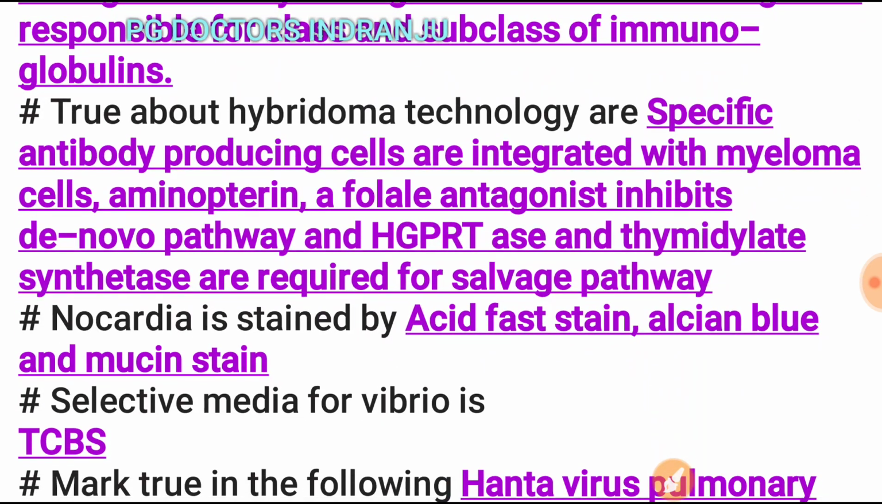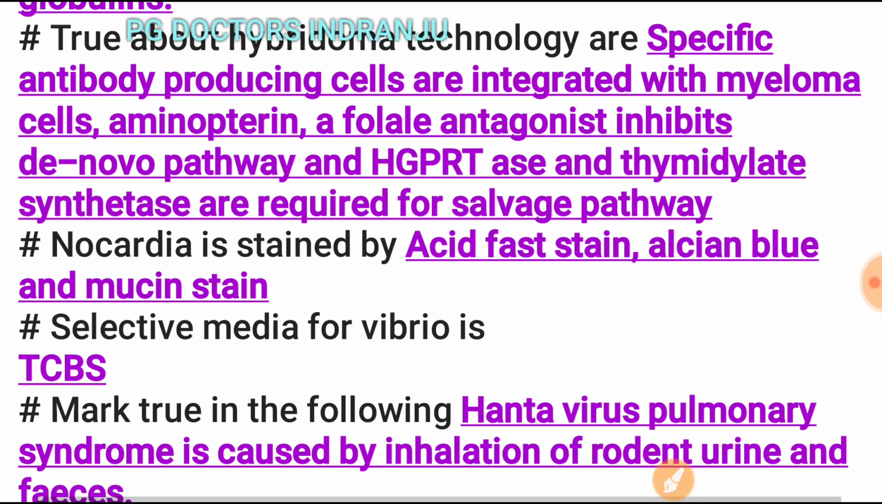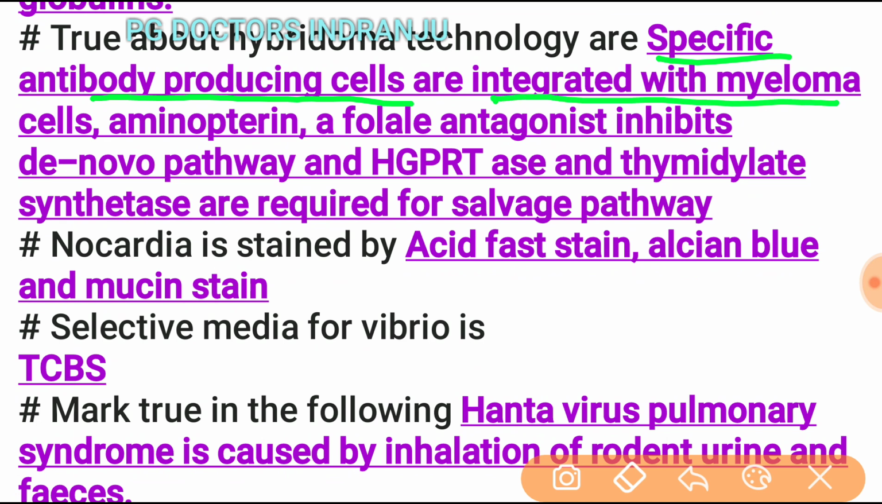True about hybridoma technique or technology: specific antibody-producing cells are fused with myeloma cells, and aminopterin, a folate antagonist, inhibits the de novo pathway, and HGPRTase and thymidylate synthetase are required for the salvage pathway. I will upload the hybridoma technique, so it will be discussed in a later video.